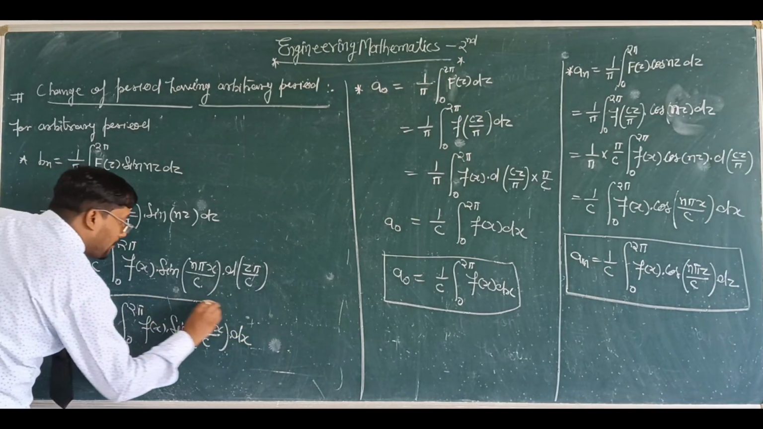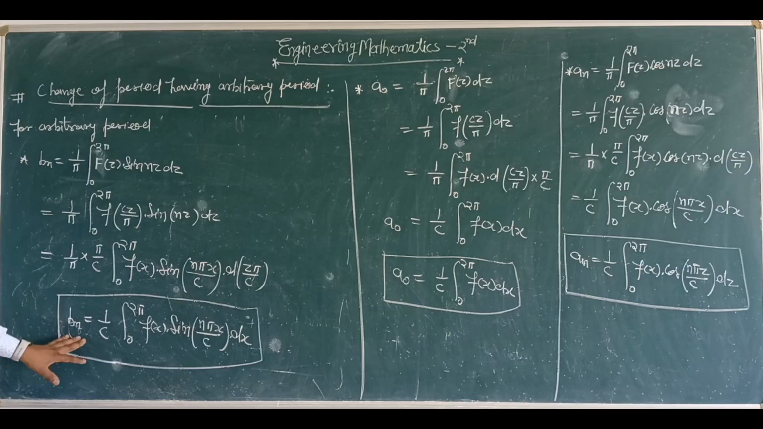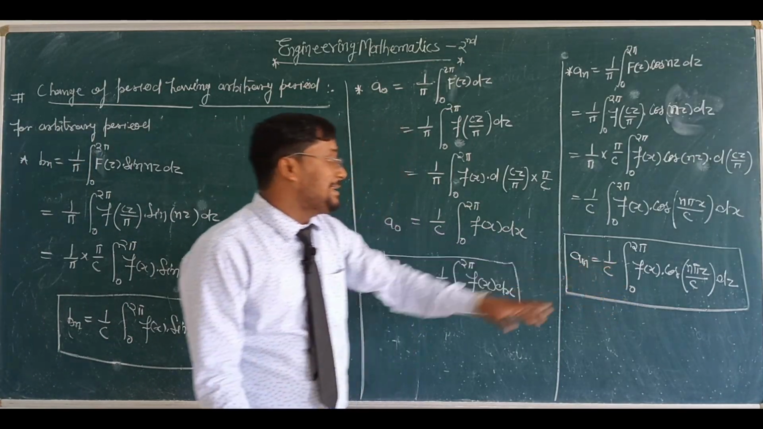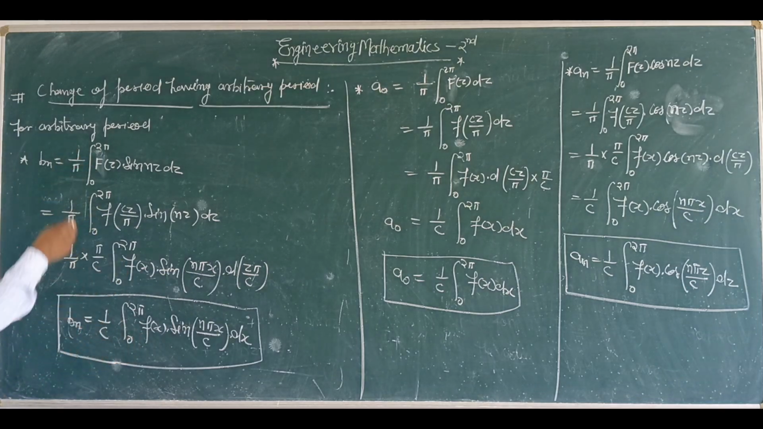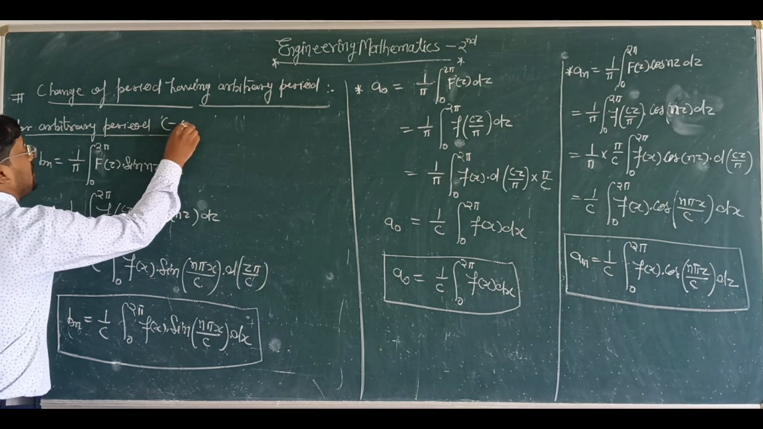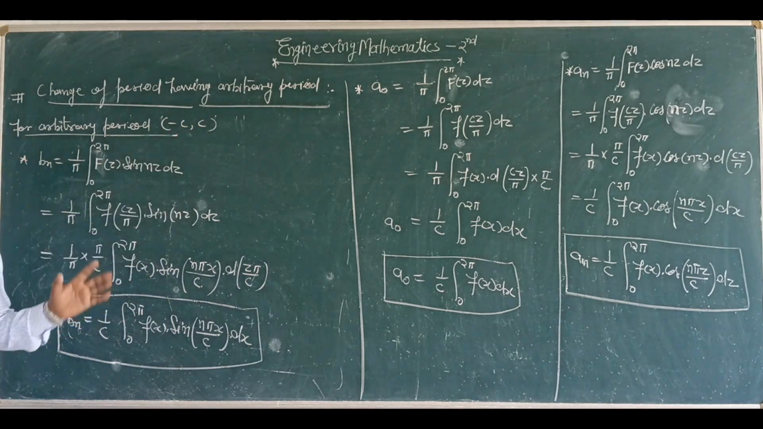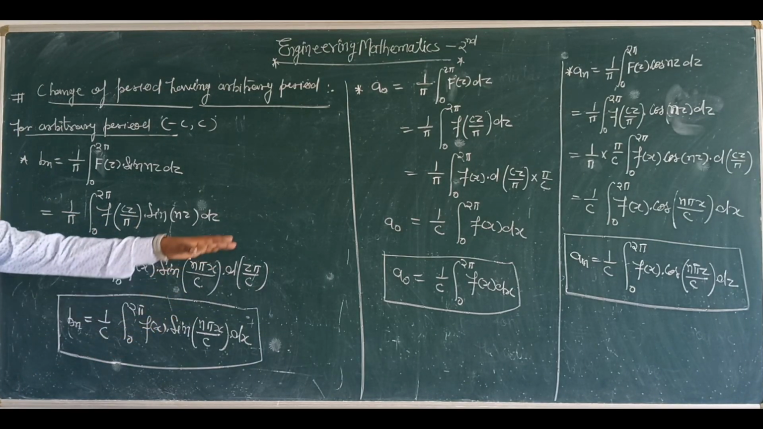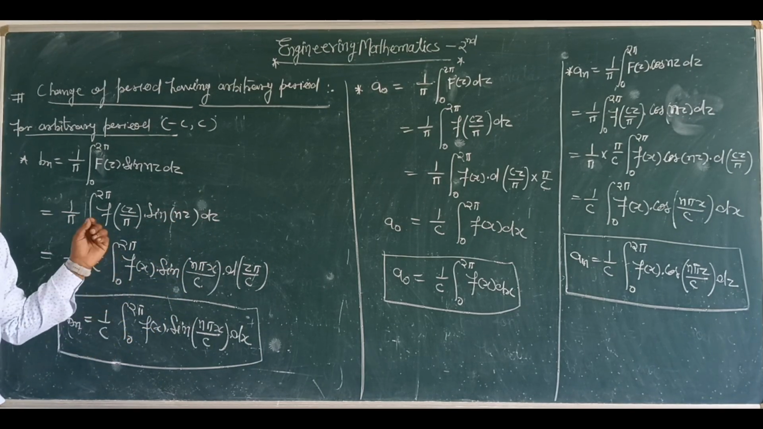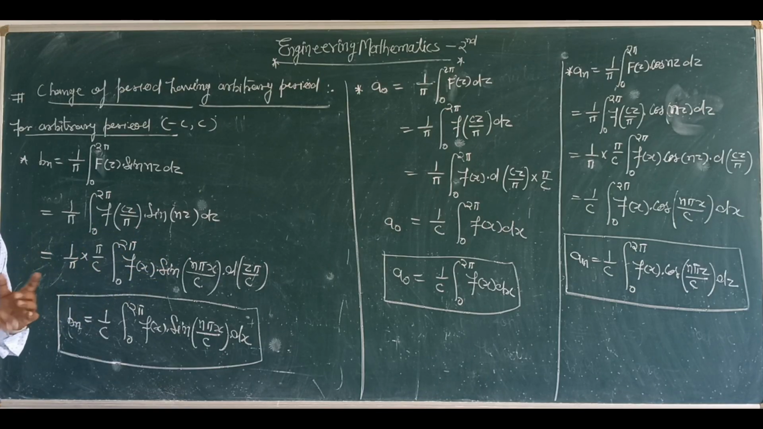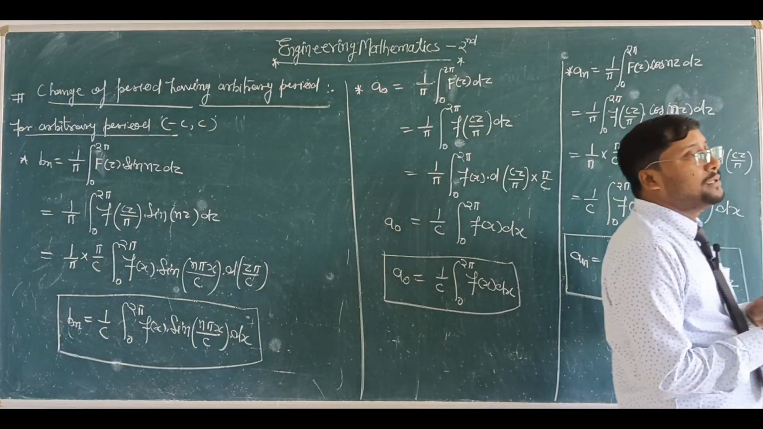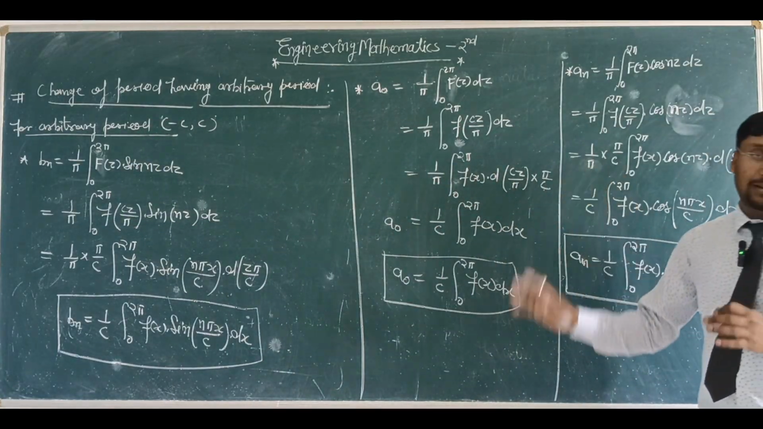This is a value of bn. This is a value of a naught, and this is a value of an for the arbitrary period, minus c to c if the interval is minus c to c. Now first of all note down this, the value of a naught, an and bn for arbitrary value if the time period is not equal to 2 pi, or for electrical engineering problem the time period is always not equal to 2 pi. This is equal to arbitrary value.